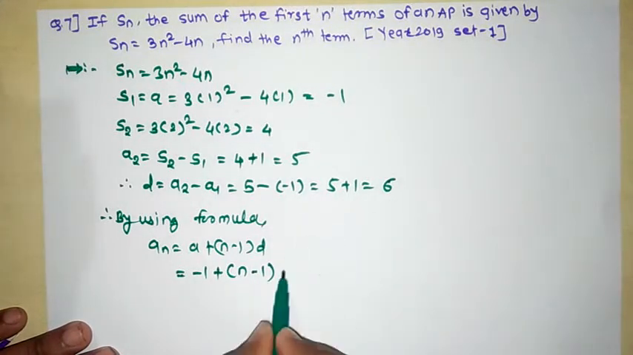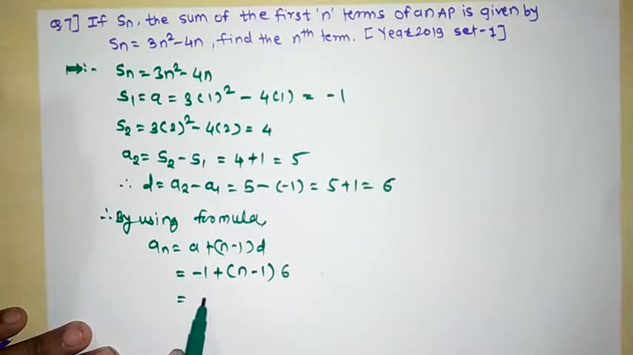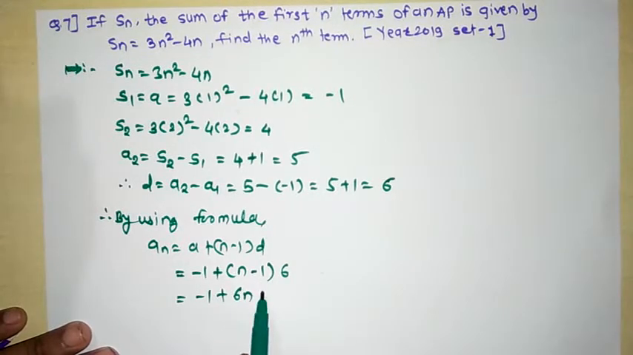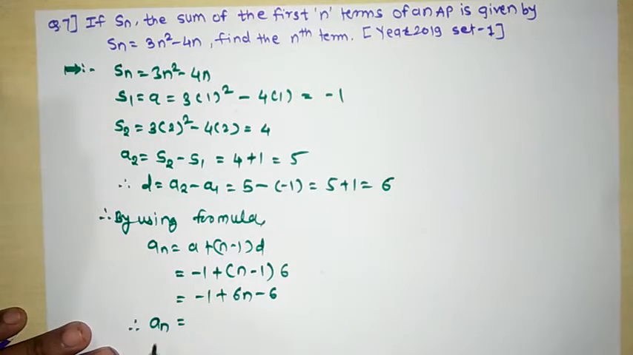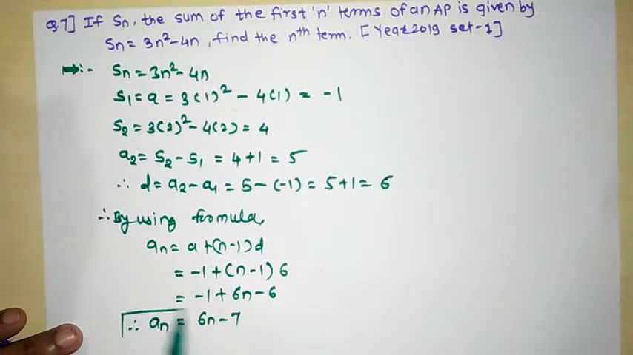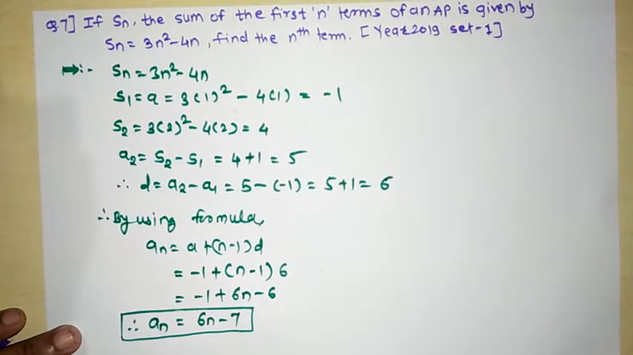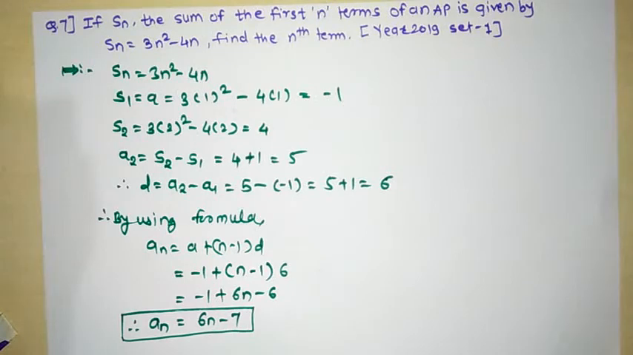What is the d here? d is 6. Put here d is equal to 6. We have to multiply this 6 in the bracket: 6 into n minus 1 into 6, that is minus 6. Therefore an, that is the nth term, is equal to 6n minus 1 minus 6, which is minus 7. Therefore we got 6n minus 7. Therefore, right below this, the nth term of the AP is equal to 6n minus 7.